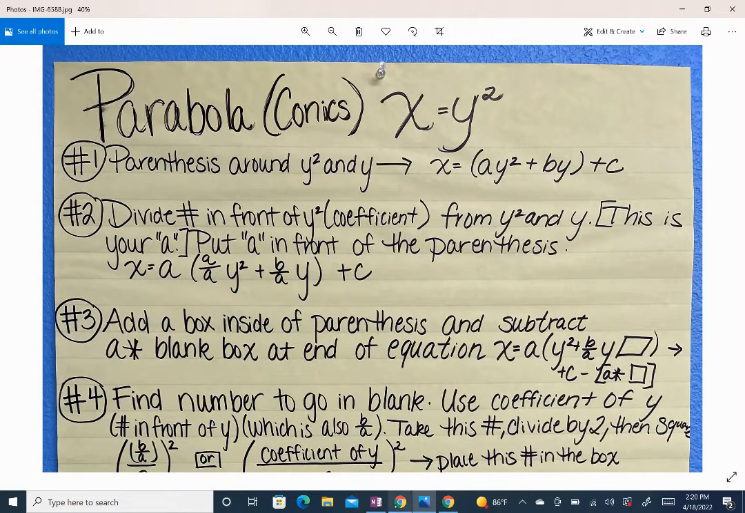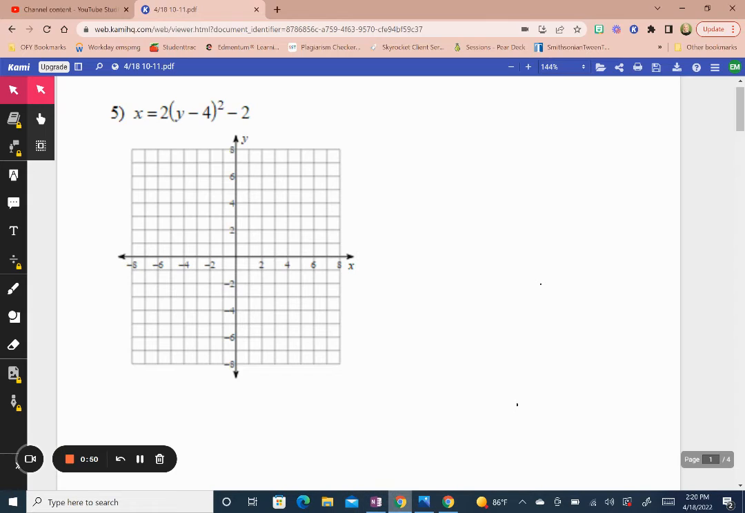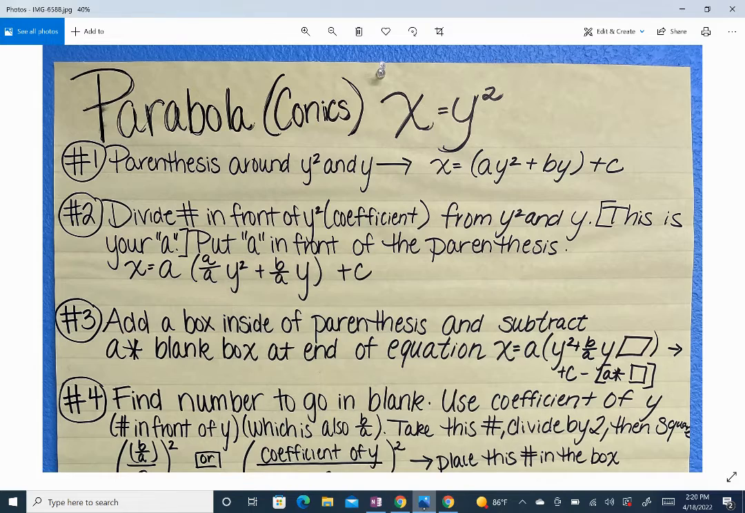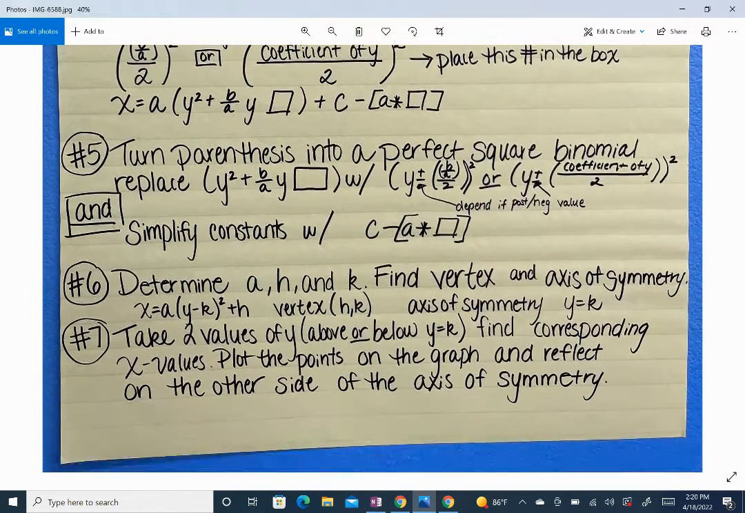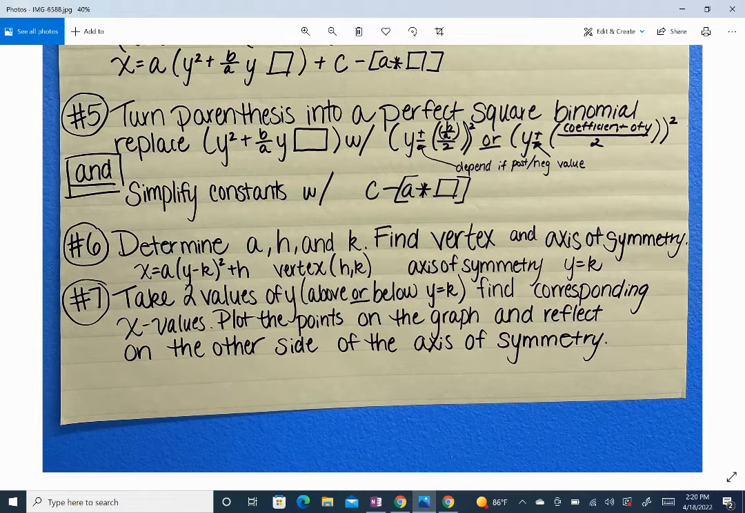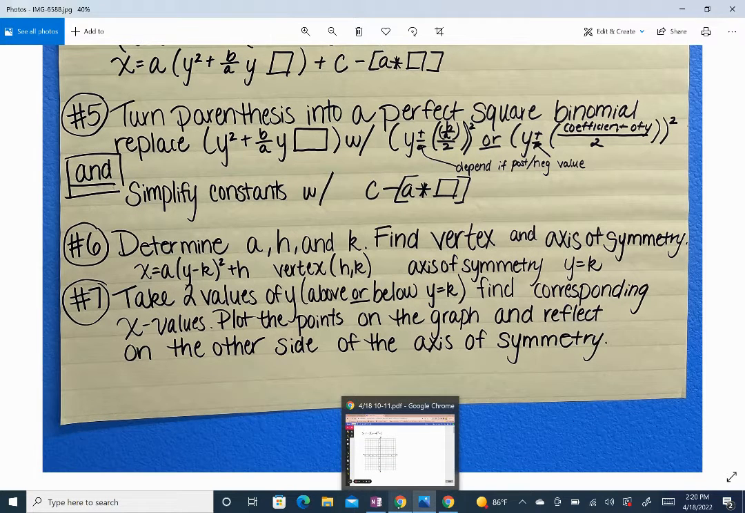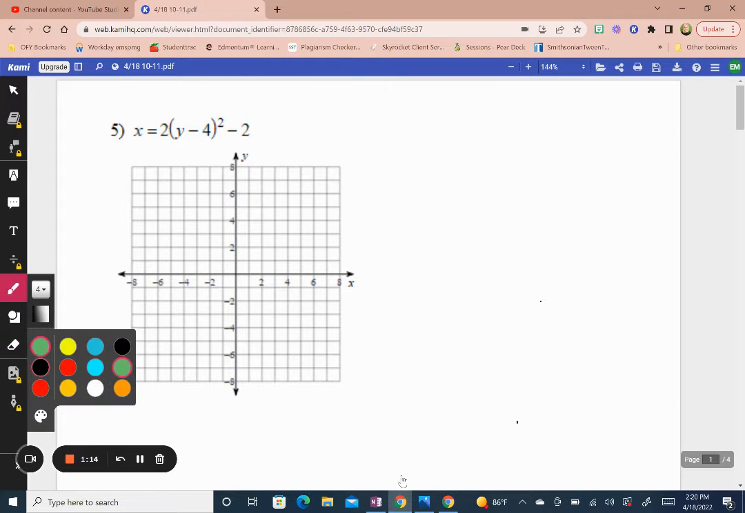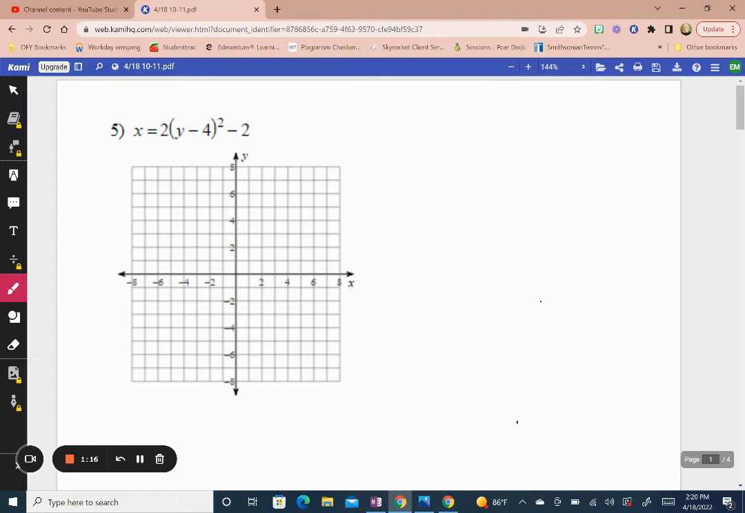We're going to do our first, but we actually don't even have to do a first step because it's already here. Right now we're already in vertex form. So we're actually going to go all the way down to step number 6. Essentially 1 through 5 has already been done. So we're going to be in our vertex form, which is x is equal to a parentheses y minus k squared plus h.